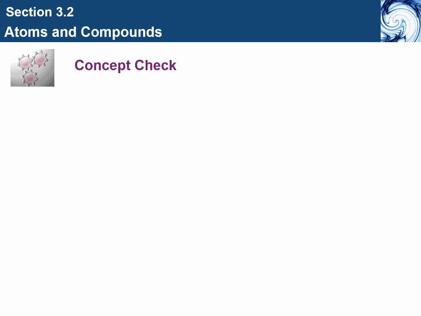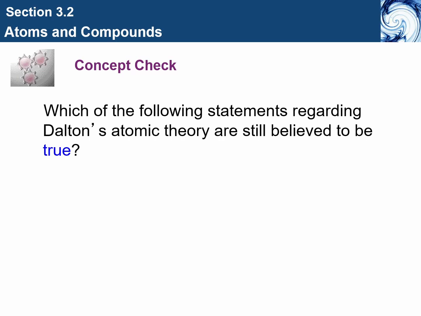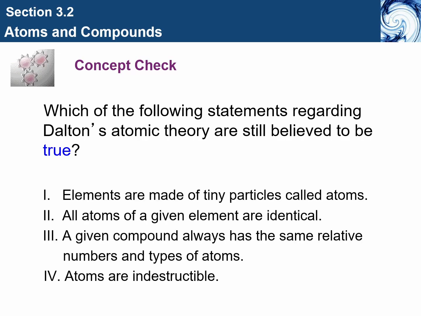Concept check. Which of the following statements regarding Dalton's atomic theory are still believed to be true? 1. Elements are made from tiny particles called atoms. 2. All atoms of a given element are identical. 3. A given compound always has the same relative number and type of atoms. And 4. Atoms are indestructible. I'll give you a second to think.